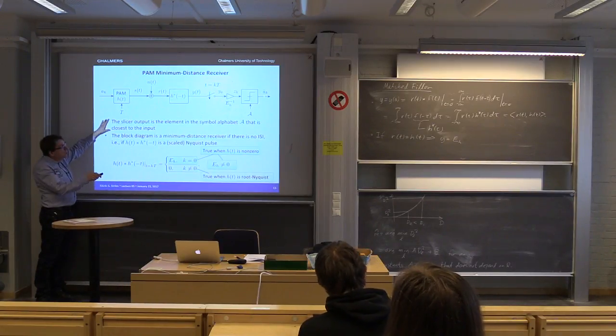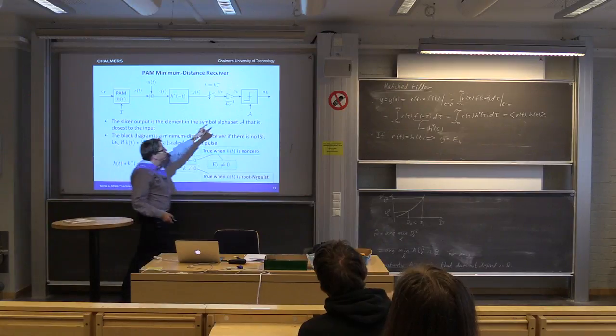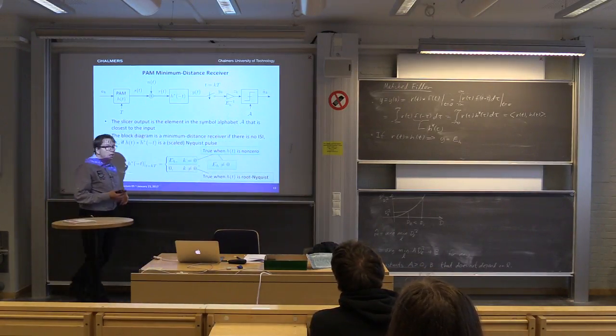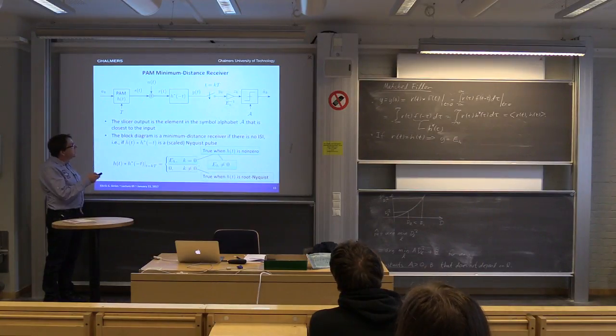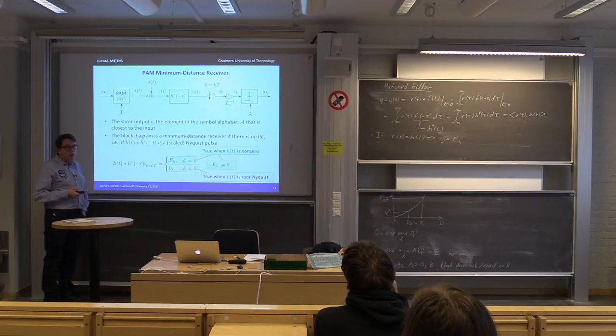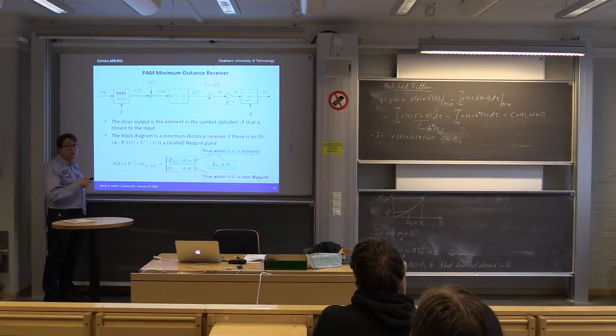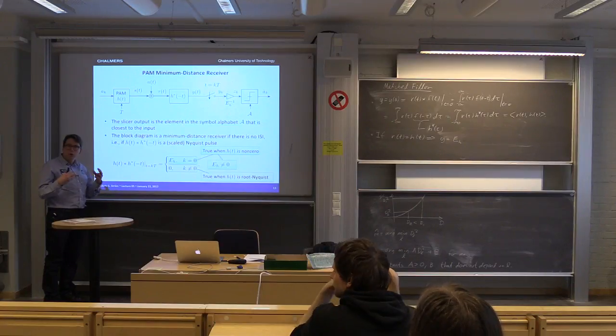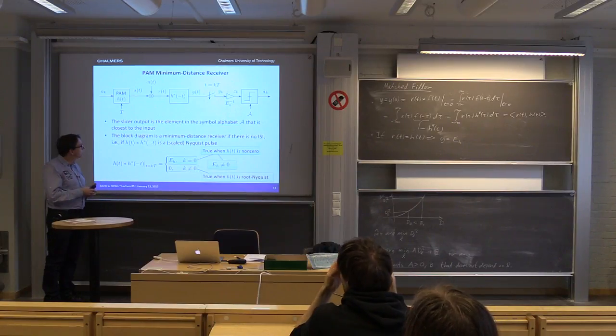This part to the right here, with this funny looking symbol in it, is known as a slicer. And what it does, it takes the input and compares that with all the values in the symbol alphabet, curly A, which is the set of possible transmitted amplitudes, and then outputs the amplitude which is closest to Z. So it is a sort of minimum distance receiver, but only working on amplitudes now.